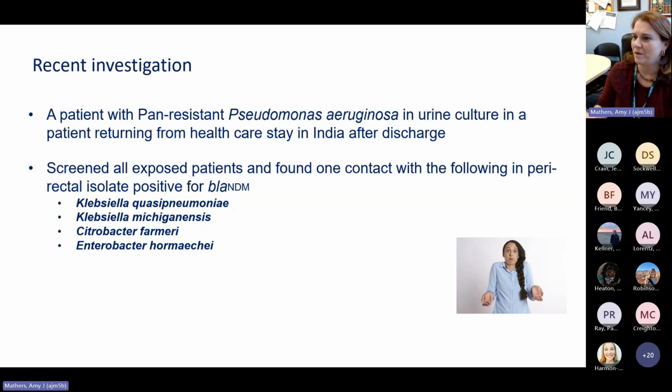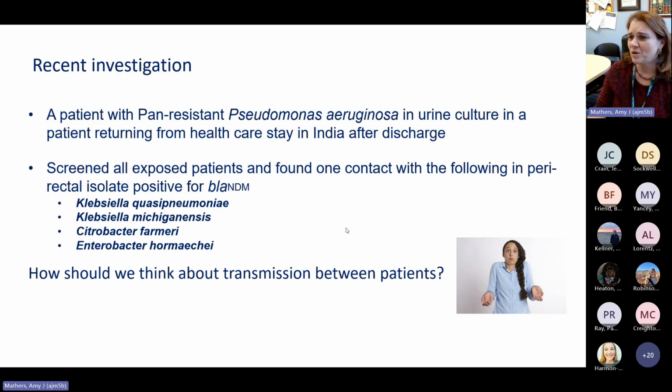And there was one patient that was positive for NDM, but he had 4 species that were positive for NDM. And so Klebsiella, Enterobacter, and others, you don't really need to know these names, but these are all different species of bacteria. So could it be possible that the Pseudomonas transmitted to this other patient?